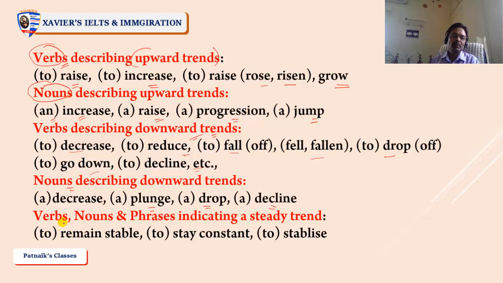And then verbs, nouns, and phrases indicating a steady trend. That means no change, where the data has not changed for a particular given time period. Then what kind of words are we using? We will be using remain stable, to stay constant, or stabilize, right? These words will be used to represent the figures which have not changed during a particular given time, right?